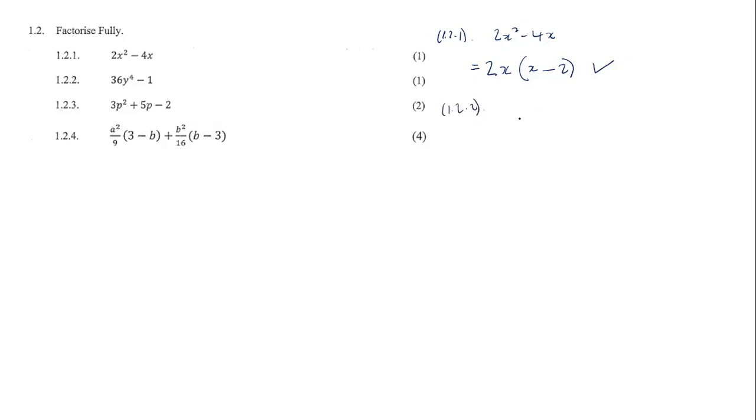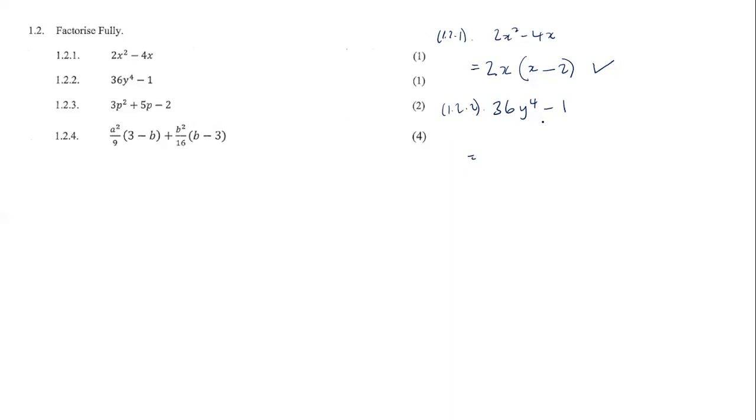1.2.2, it reads as follows. Now 1.2.2, it says we have 36y to the power 4 subtract 1. And then here we still need to factorize this expression over here.